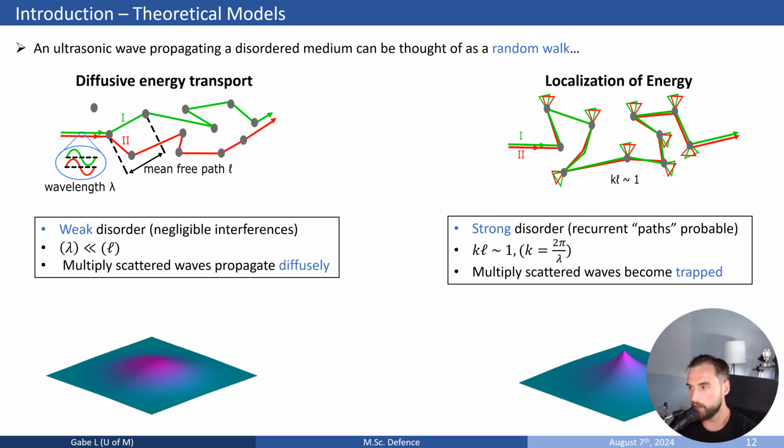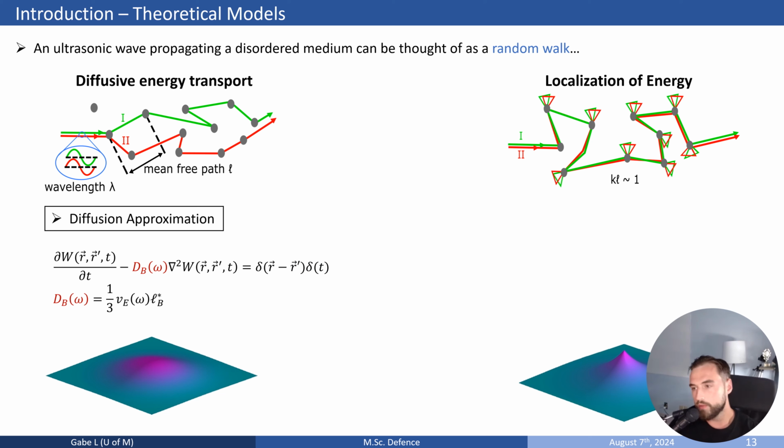However, in the localized regime, we have a lot more disorder or heightened disorder. And so these recurrent paths, whereby waves go on loops and come back in phase, are more probable. This goes hand in hand with KL around the order of 1, where K is the wave number equals 2 pi over lambda. And in this regime, the multiply scattered waves become trapped.